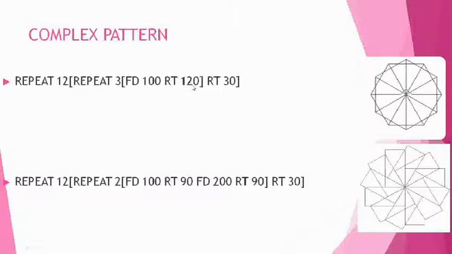After creating one triangle, what are you doing? RT 30 means your turtle is turning 30 degrees. And then again one more time the triangle is created and again the turtle is turning. How many times is it going on? It will go on 12 times because we have used repeat 12. So the same commands will be repeated 12 times.